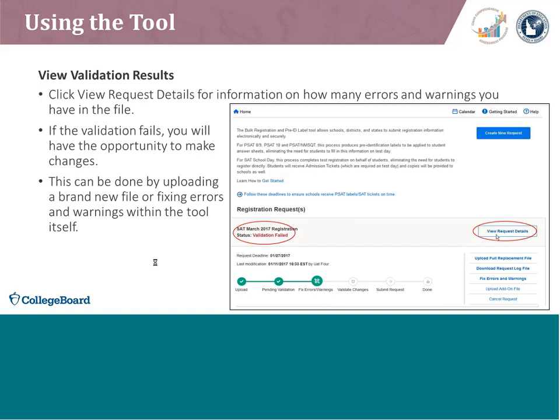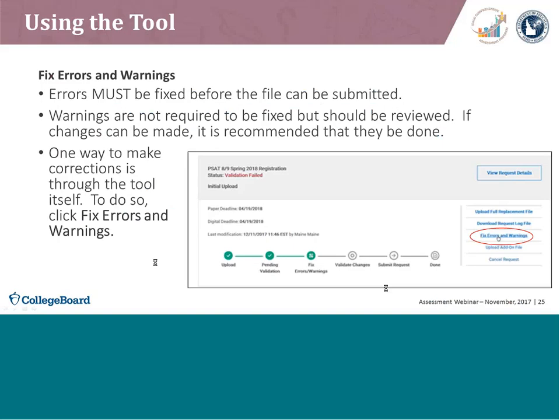In the case that you get validation passes, what's going to happen is the green bar is going to go all the way to the Submit Request stage. There are no errors to fix. There are no additional validations of changes. So your green bar here is going to go to Submit Request. But let's look at fixing errors.